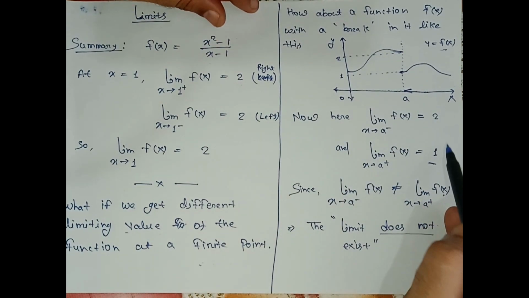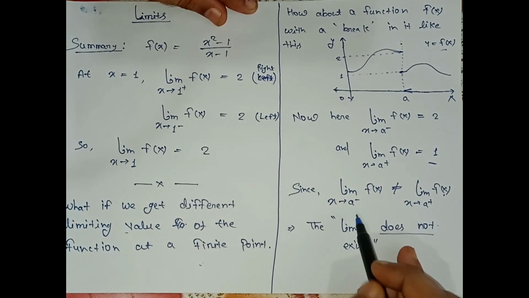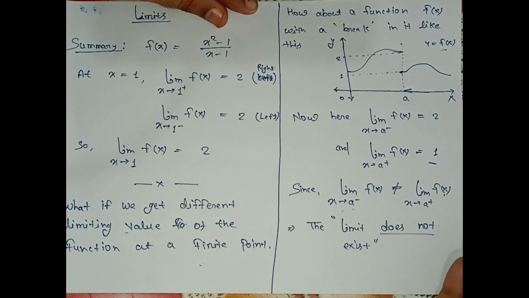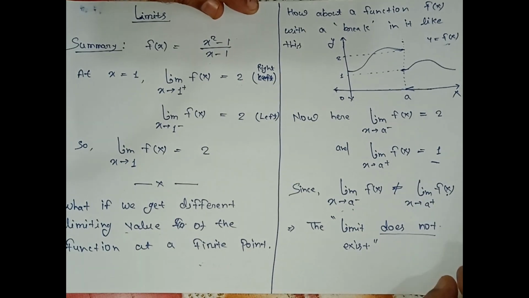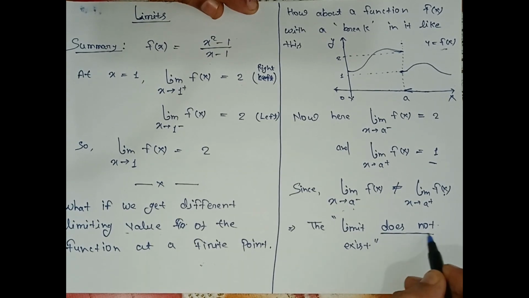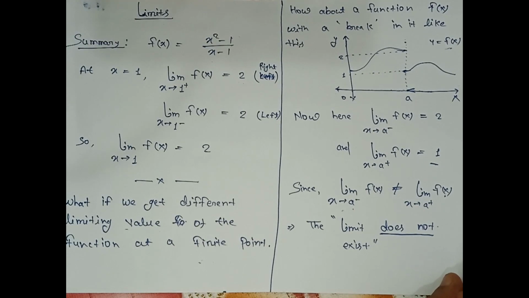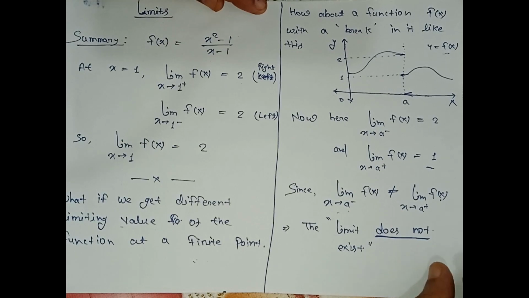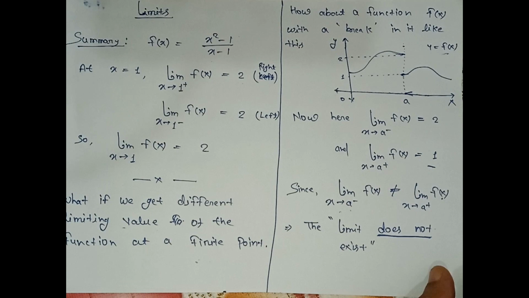So we can see that 1 and 2 are not equal to each other. So the limiting value when you approach from the left is not equal to the one when you approach from the right. So we can say that at x equal to a, the limiting value of the function does not exist. Okay. So we saw one case where the limiting value exists, and this case where the limiting value does not exist. All right.